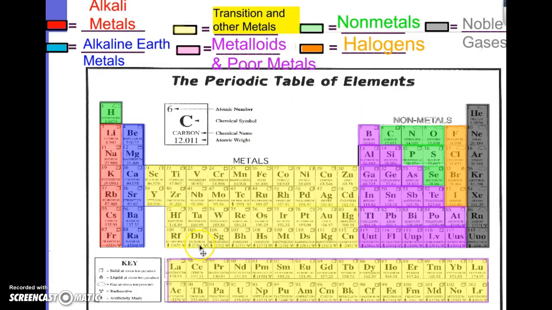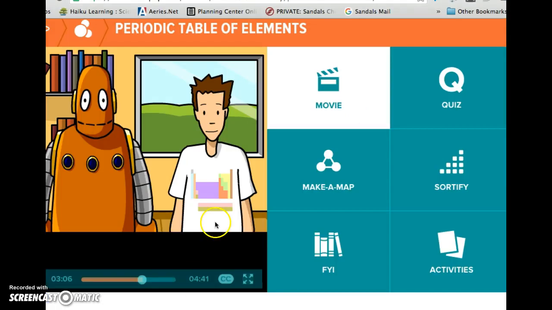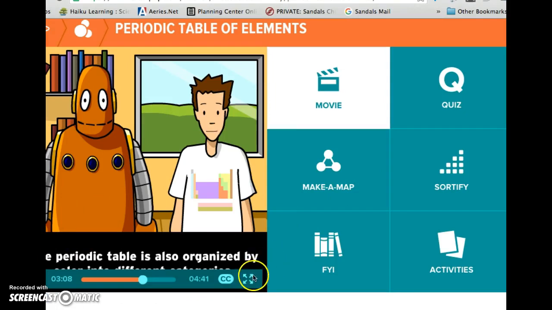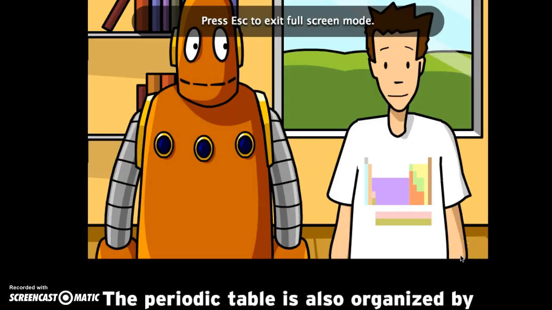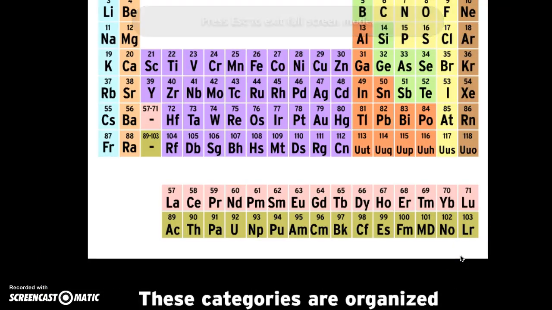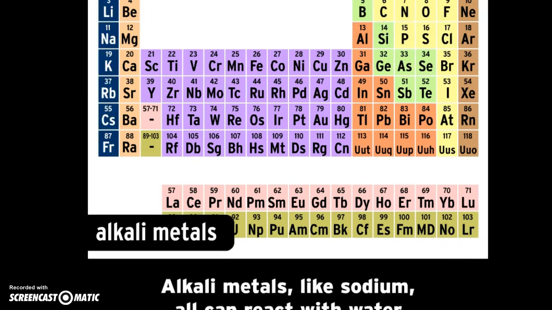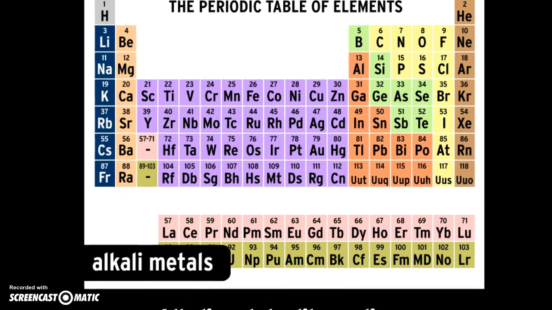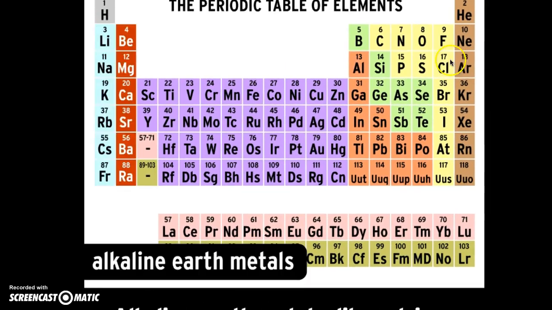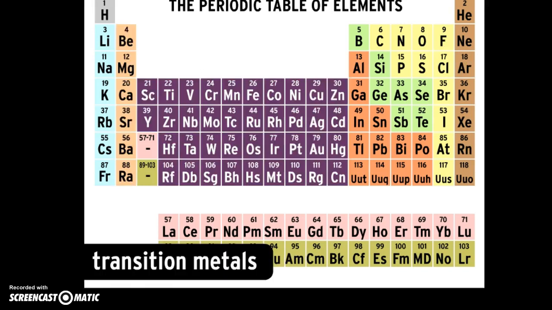Before we get into what you're coloring and why, here's a quick review on the categories of the periodic table and how it's organized. The periodic table is also organized by color into different categories. These categories are organized by properties of the elements. Alkaline metals like sodium often react with water to produce alkaline solutions. Alkaline earth metals like calcium also produce alkaline solutions when combined with water and are found all over the place on Earth. Transition metals like iron are strong and shiny.